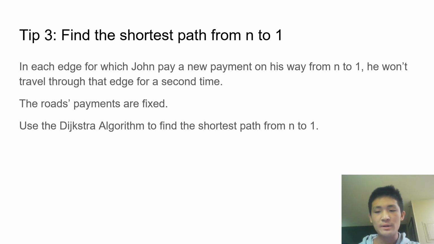The third tip is to find the shortest path from n to 1. On each edge for which John pays a new payment on his way from n to 1, he won't travel through that edge a second time. Thus, the road's payments are fixed. So we can use the Dijkstra algorithm to find the shortest path from n to 1.